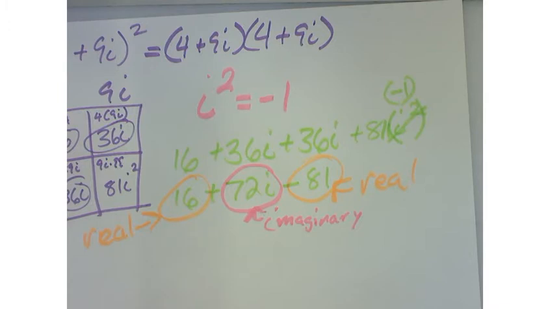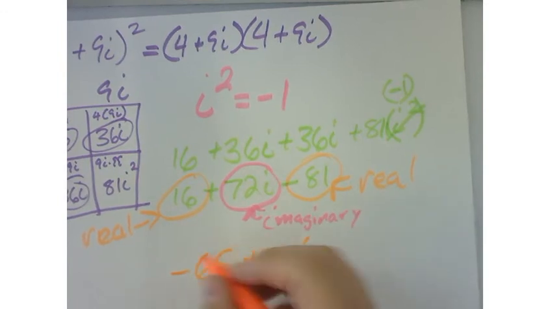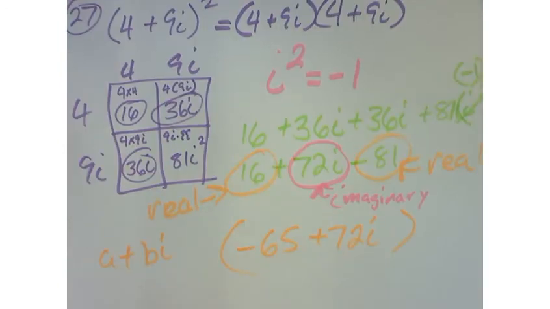So you want to do that on the calculator? It is 65, right? Yeah, thank you. It's -65 plus 72i. And remember, we always want to write this so it looks like a plus bi, right? That's how we always want to write it. We want to write the real component first and the imaginary second.